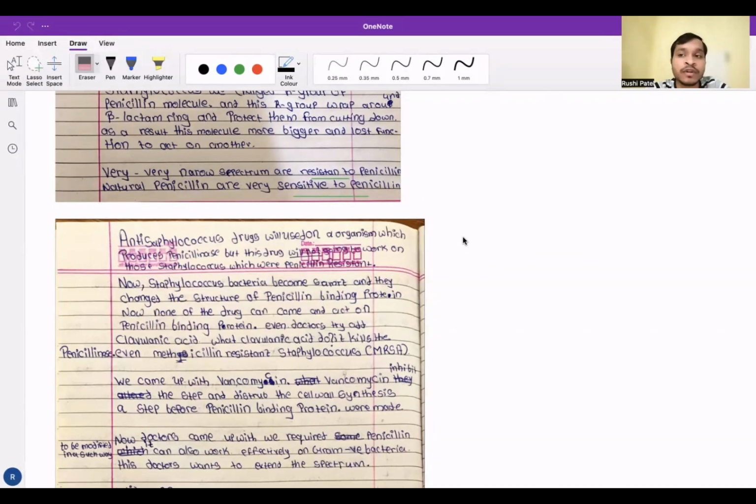So what is the function of anti-staphylococcal drugs? They protect the beta-lactam ring by increasing the folding of the R group, and they will protect it.